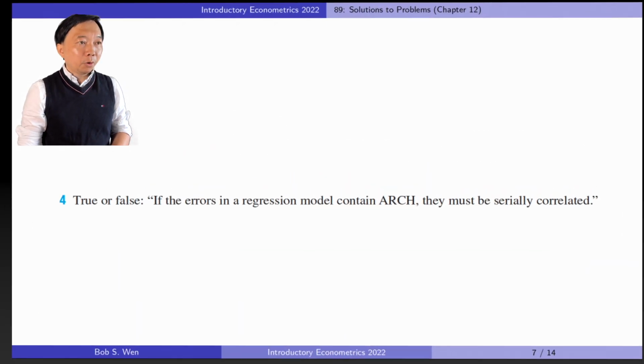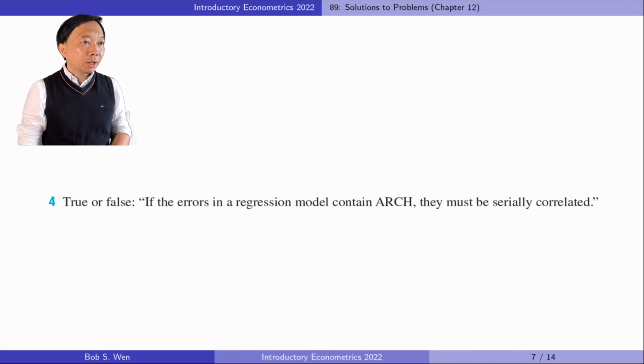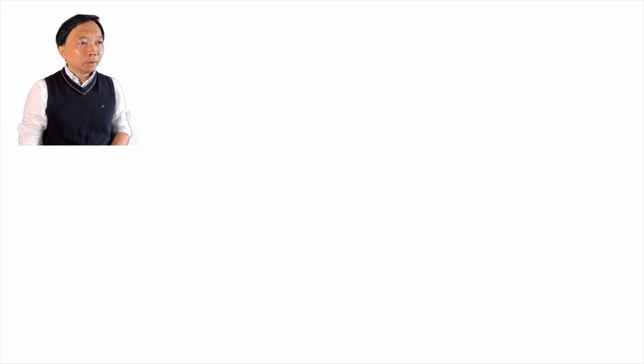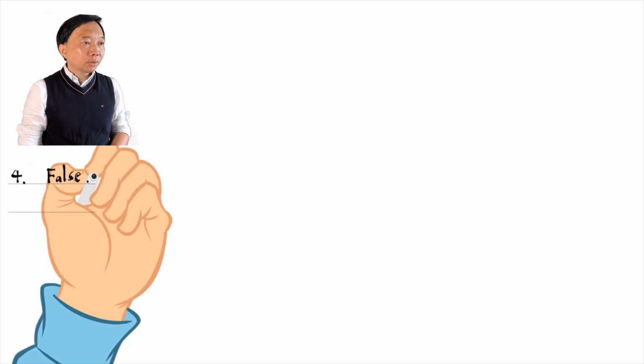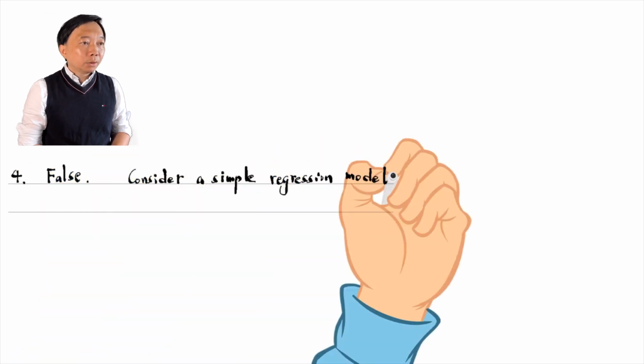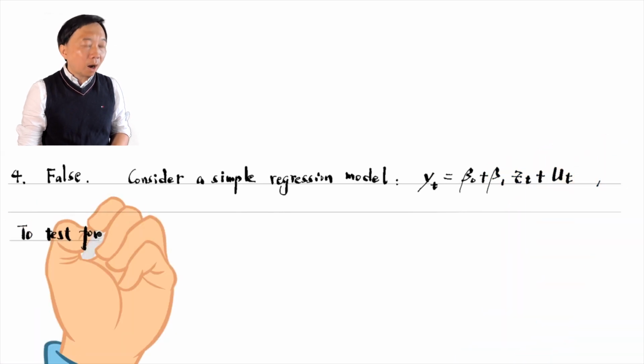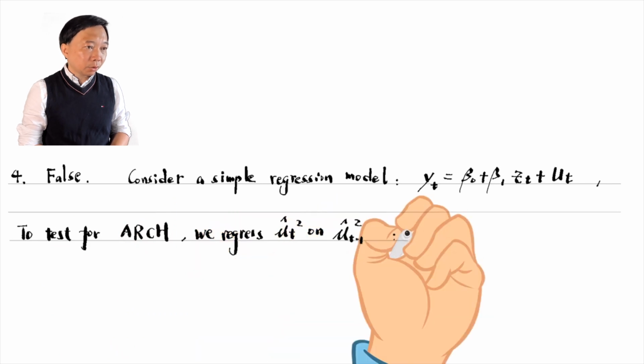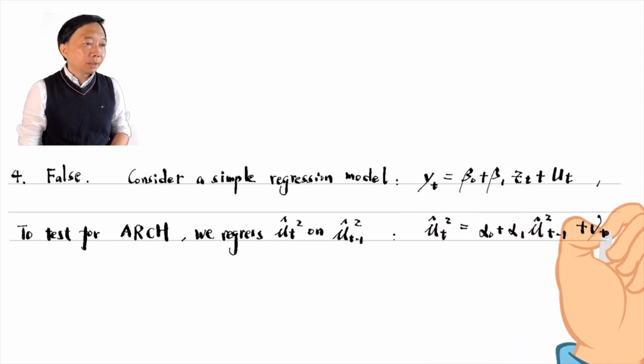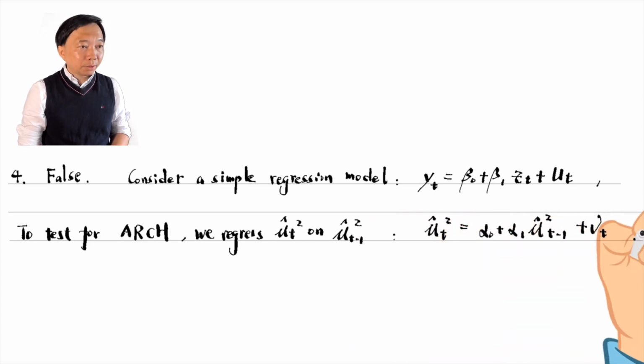Let's go to problem 4. True or false? If the errors in a regression model contain ARCH, they must be serially correlated. The statement is false. Take the simple regression model as an example. To test for autoregressive conditional heteroscedasticity, ARCH, we regress the squared residual in time t on time t minus 1. If the error term contains ARCH, the slope coefficient alpha 1 is significantly non-zero.